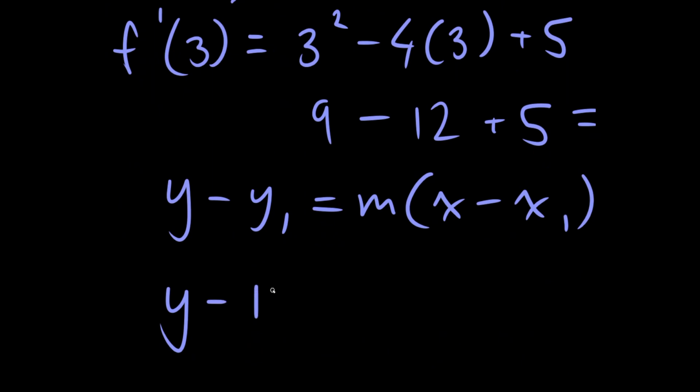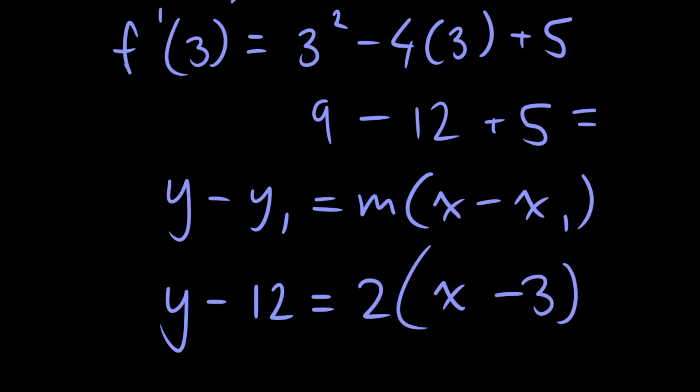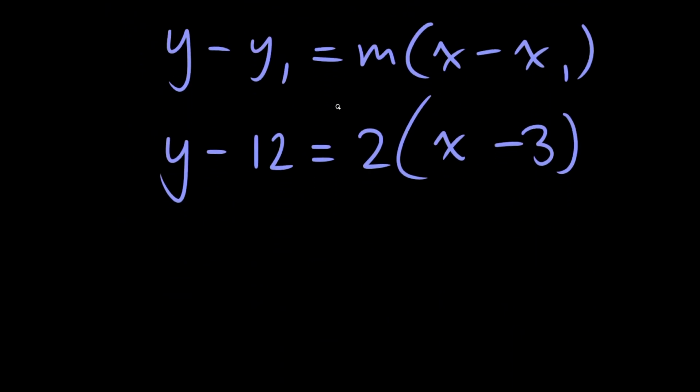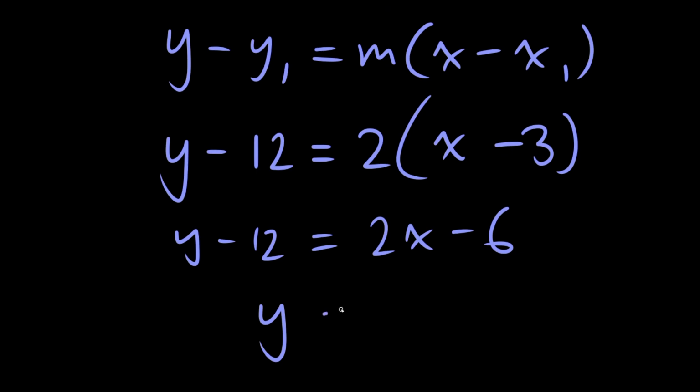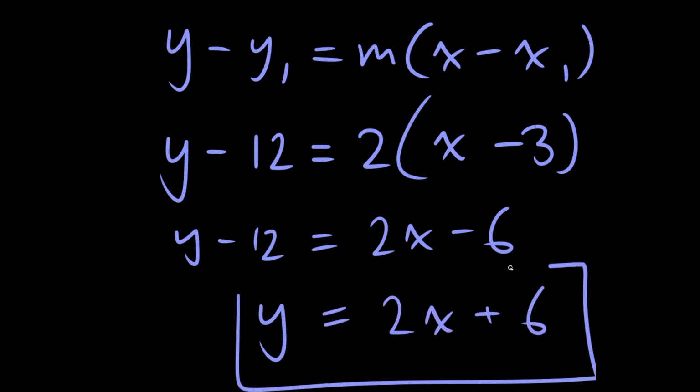So y minus 12 is equal to our slope, which is 16 times x minus 3. So let's simplify this out a bit. Y minus 12 is going to be equal to 16x minus 48. We have to add 12 to both sides. Y is going to be 16x minus 36. And that should be your answer for the tangent line.